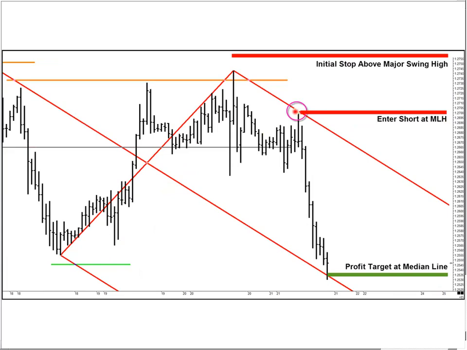Price will go to the median line after it's hit the upper parallel and turns lower. 80% of the time, where does price go? Right to the median line, period. And 101.